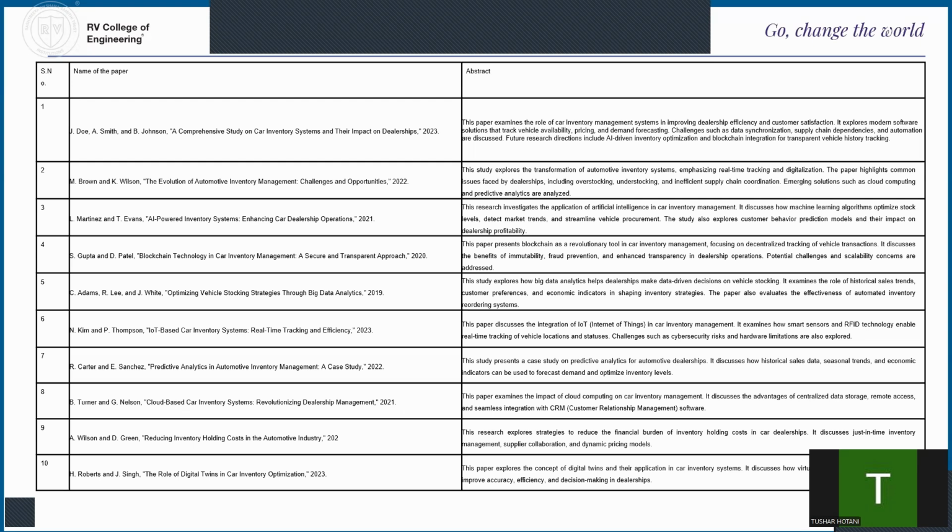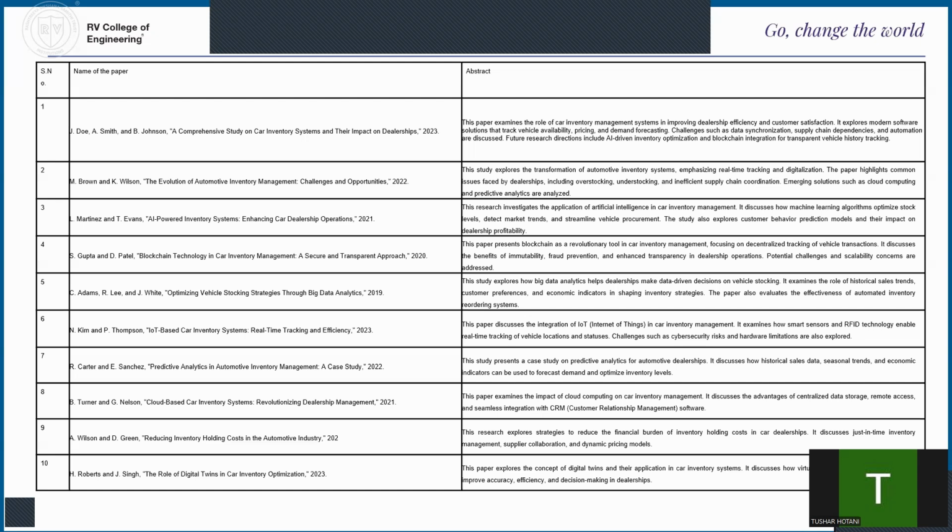Paper one, paper two, and paper three are about traditional car inventory methods. Paper one discusses the history of car inventory systems and their evolution. Paper two covers early software solutions for tracking cars in dealerships, and paper three covers challenges in manual tracking and loss of records. Now papers four, five, and six are about AI and machine learning in inventory. Paper four explains how different machine learning algorithms predict demand and help dealerships stock the right cars. Paper five shows how ML models analyze sales and trends to optimize stock levels, and paper six tells us about predictive analysis improving dealers' efficiency.